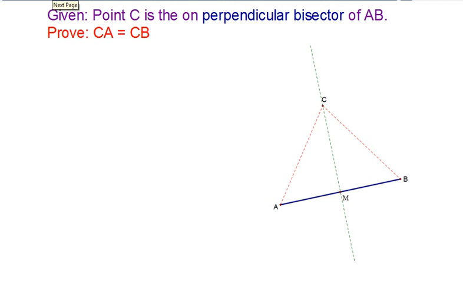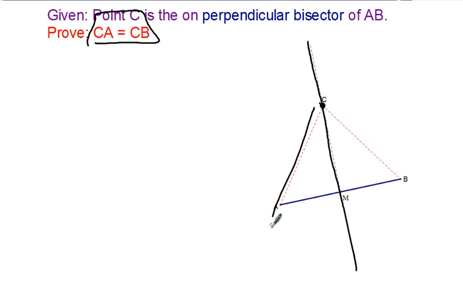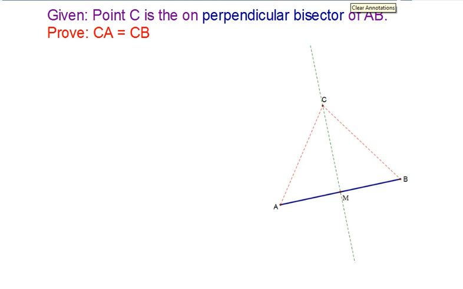Okay, and so we're given that C is a point on the perpendicular bisector of AB, and we'd like to show that the distance from C to A is equal to the distance from C to B, just as you saw in Sketchpad a moment ago. We'd like to show that that's always true.